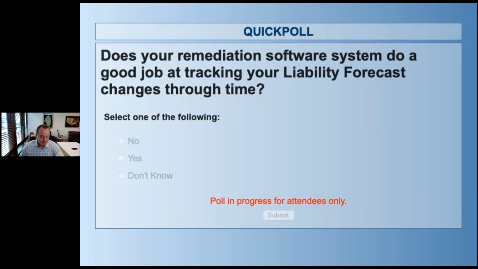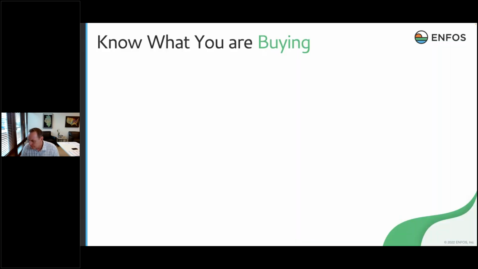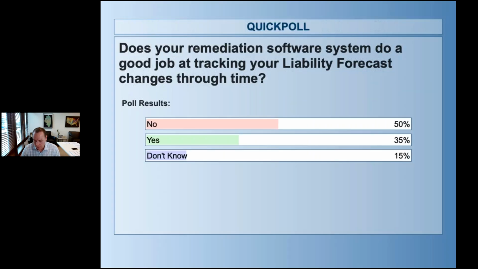So does your remediation software system do a good job at tracking your liability forecast changes through time? I'm going to leave this open for another 10 seconds, to give everybody the opportunity to answer. All right, and let's see the results. 50% no, 35% yes, and 15% don't know. Good information. Great, thank you.